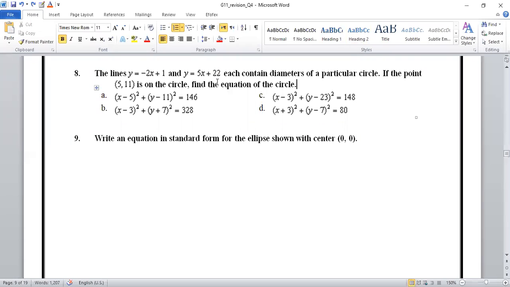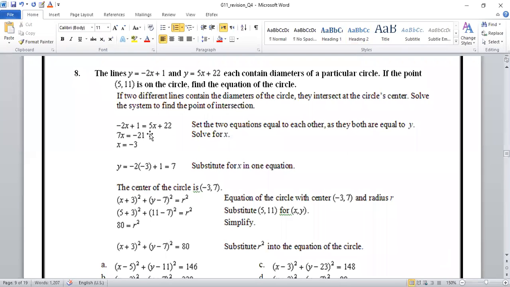Question number 8. The lines y = -2x + 1 and y = 5x + 22 each contain diameters of a particular circle. If the point (5, 11) is on the circle, find the equation of the circle. If two different lines contain diameters of the circle, they intersect at the circle's center, so we will solve the system to find the point of intersection.